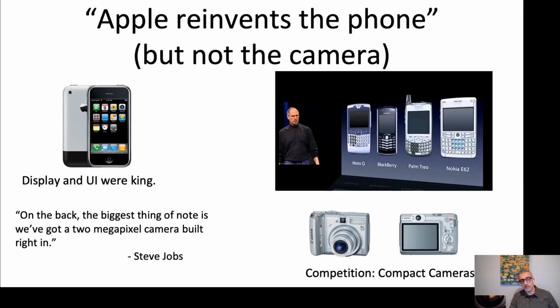Steve Jobs gave a really lovely and now famous 45-minute keynote during the introduction of the iPhone. And he said one single sentence about the camera. He said, "On the back, the biggest thing of note is that we've got a 2-megapixel camera built right in." And it's no surprise in the sense that the competition were still compact cameras, which were getting cheaper, and the quality was increasing. So yes, it was a transition point, but mobile cameras were still a little ways from becoming commonplace and high enough quality to replace a separate camera.